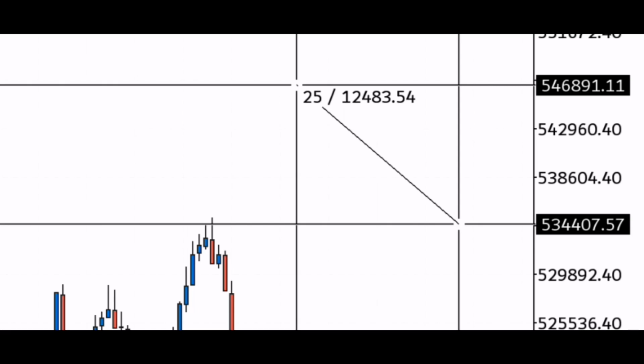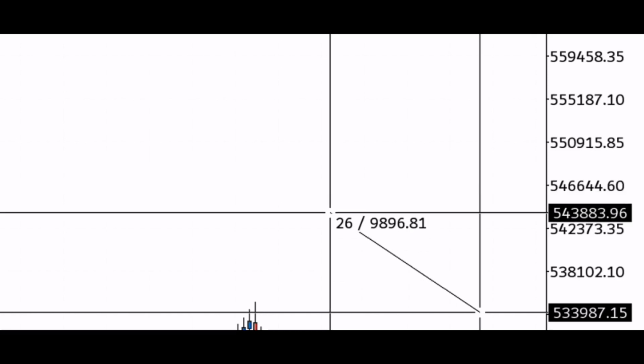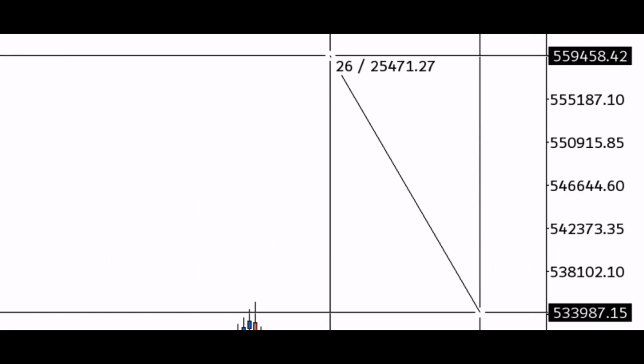12,483 pipettes. The digit right before the decimal point is what gives you the pipette position, which is 1/10 of the pip. So if you want to interpret this, this would be 1,248 pips. And if you have price around here, it will be 599 pips. And if you have price all the way up here, it will be 2,547 pips. And that is how to calculate pips.